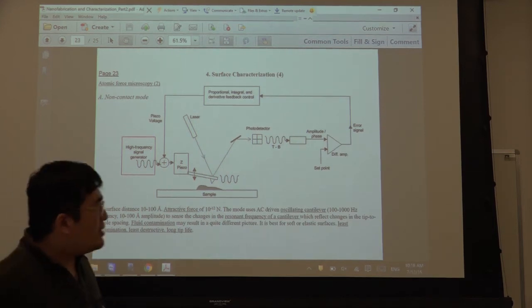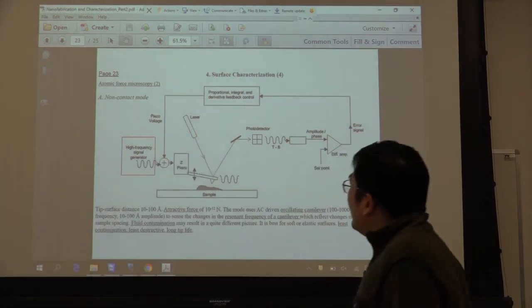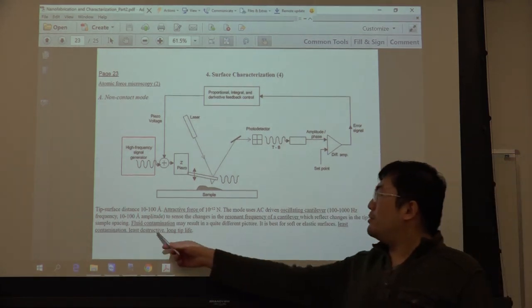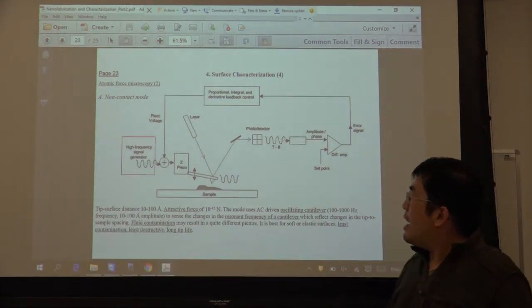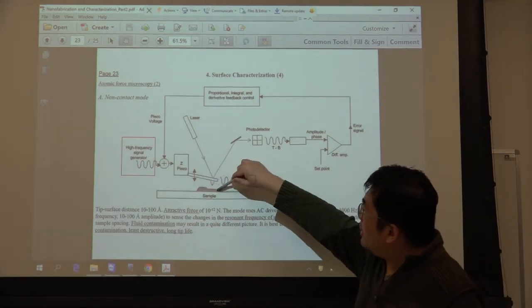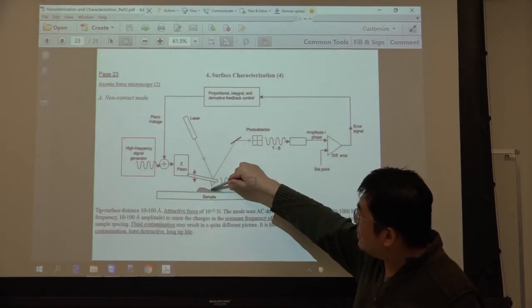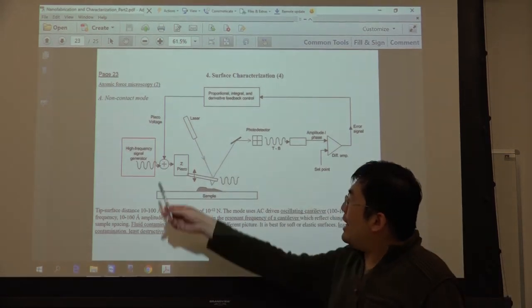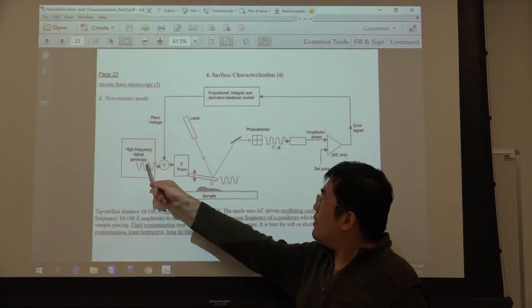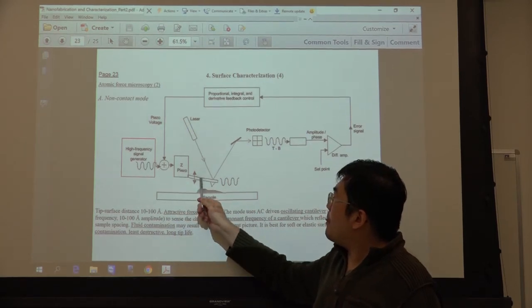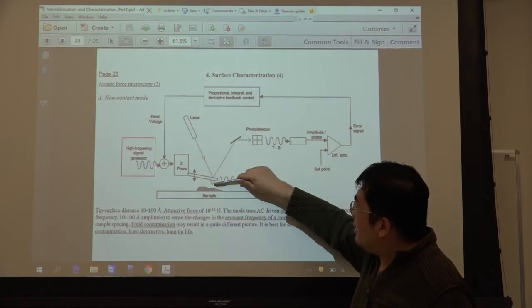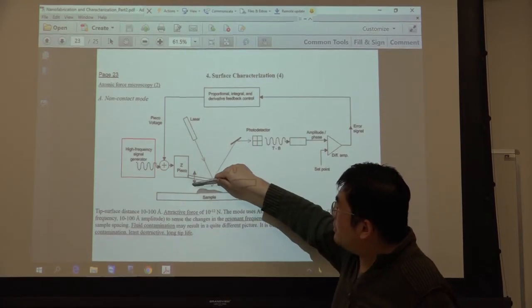We have three pictures. One mode is called the non-contact mode. This mode is very safe: no destruction, no contamination. I mean the tip and the sample do not touch. So we should add a high frequency signal generator to this cantilever, and it will oscillate, so they can move the tip.